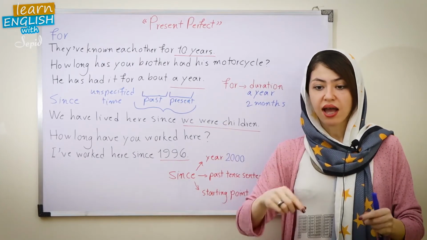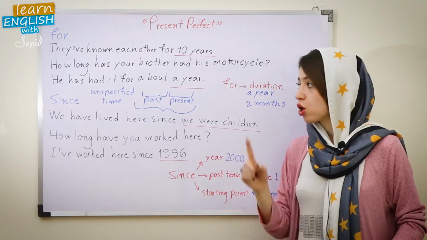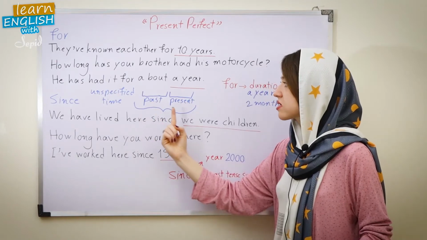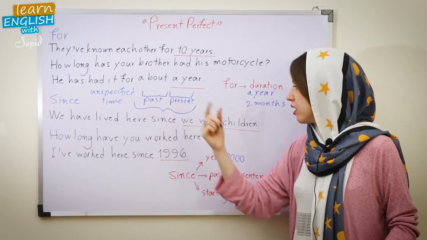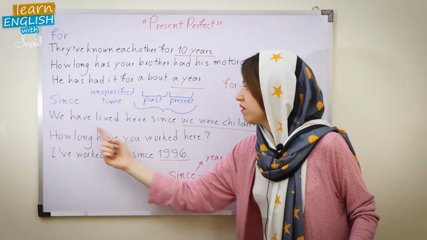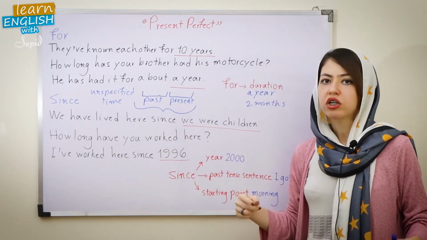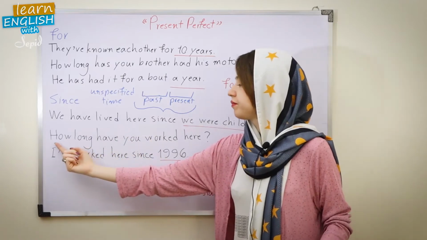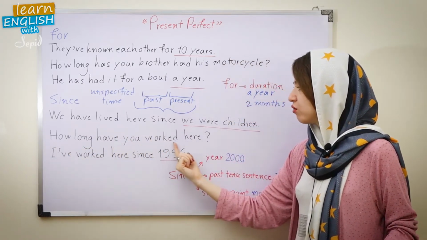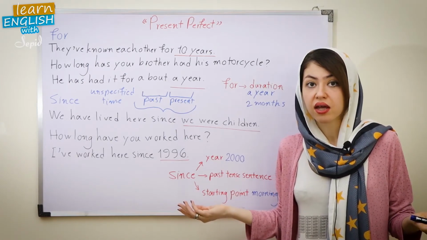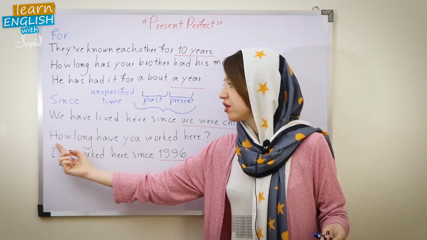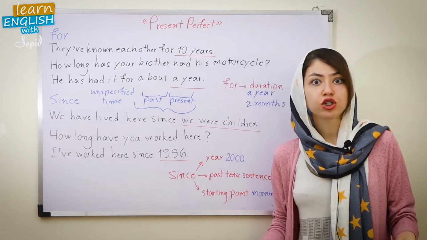It continued, and right now, again, it is correct. We are considering past and present as a single tense, okay? So, we say, we have lived here since we were children. And how long have you worked here? How long have you worked here? Okay, so it shows that we are asking about the duration.